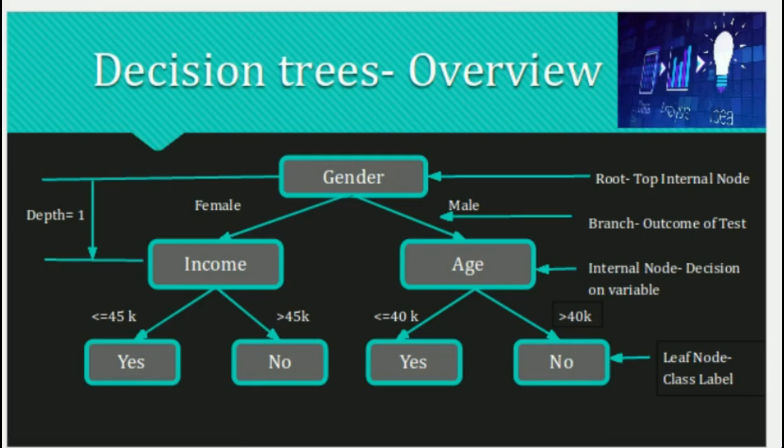A decision tree can be converted into a set of decision rules. This example shows that females with income less than 45,000 and males 40 years old or younger are classified as people who would purchase the product. In traversing this tree, age doesn't matter for females and income doesn't matter for males. Next, we will see the general algorithm for decision trees.